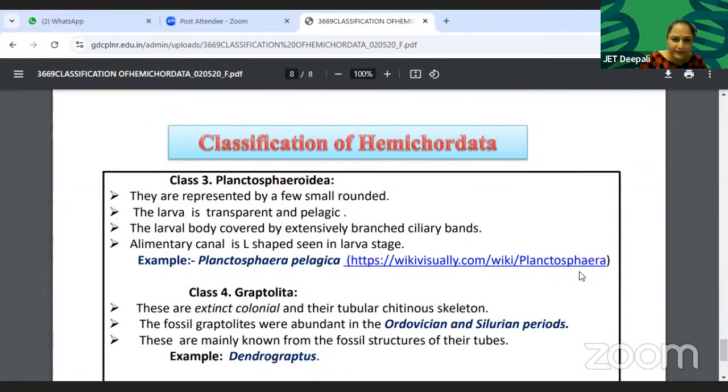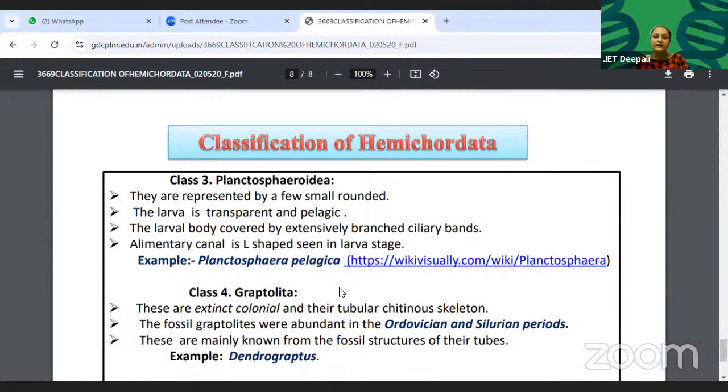Classification of Hemichordata. Class 3, Planctosphaeroidea. There are two more classes. I want to discuss these classes, otherwise these are not important, but if present then we should read. Otherwise two classes are normally there. They are represented by a few small rounded forms. Their larva is transparent and pelagic. The larva body is covered by extensively branched ciliary bands. Alimentary canal is L-shaped, seen in larval stage. Example: Planctosphaera pelagica.